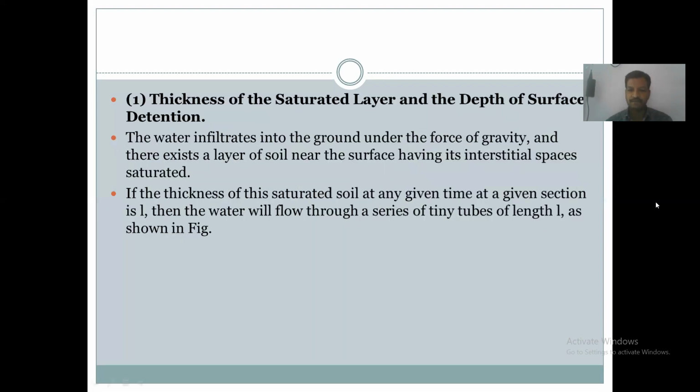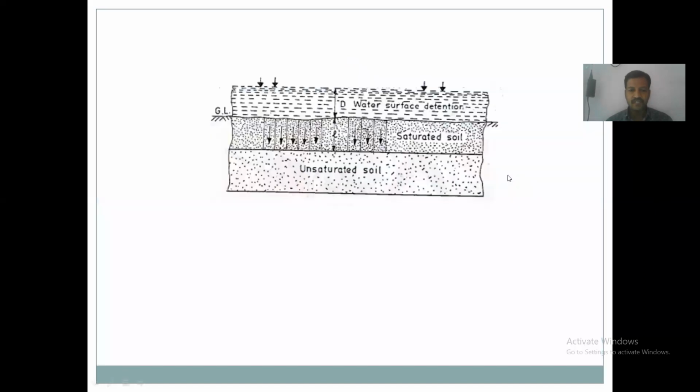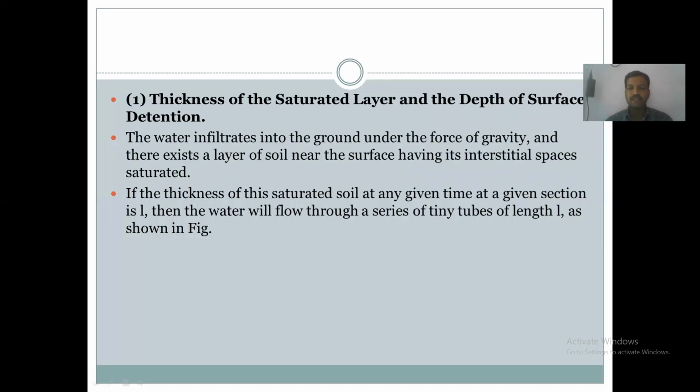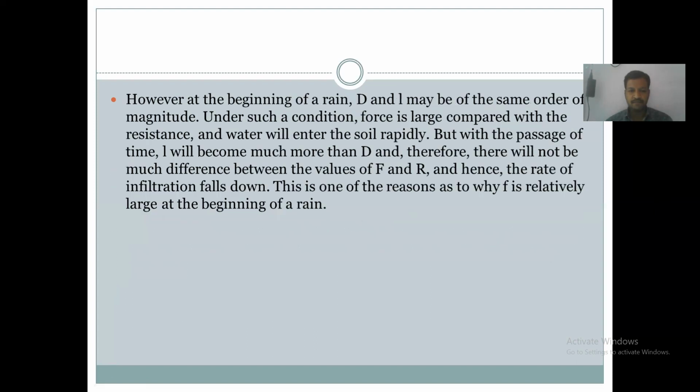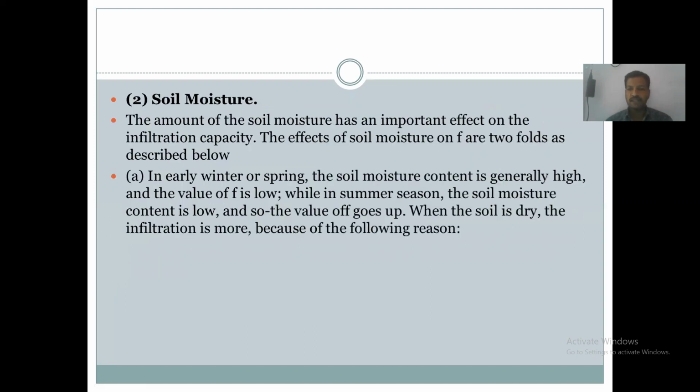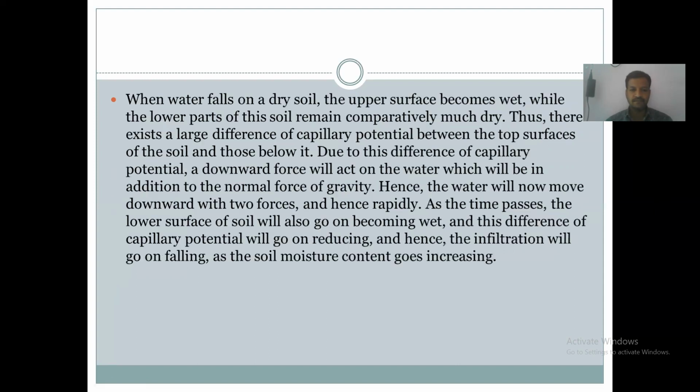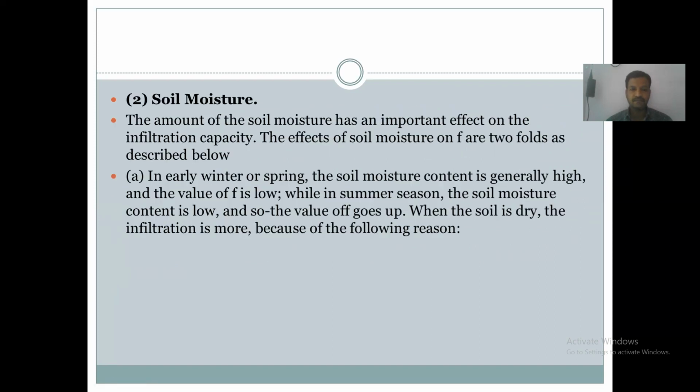It depends on the thickness of the saturated layer and the depth of surface detention, L and D. So it depends on that. This is the first factor affecting the infiltration capacity. Second one is soil moisture. The amount of soil moisture contained in the soil will also affect the infiltration capacity.